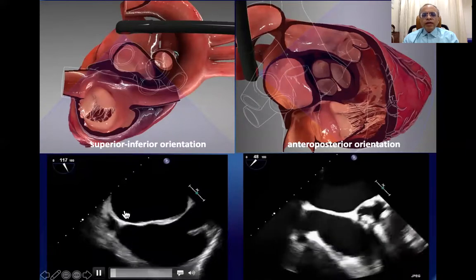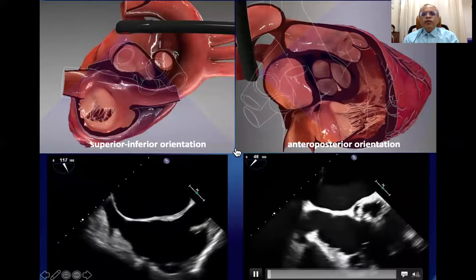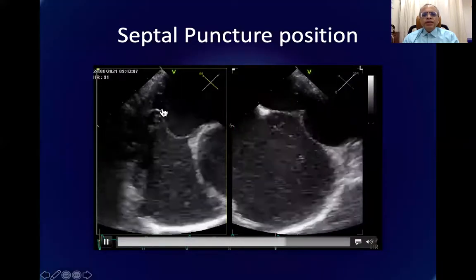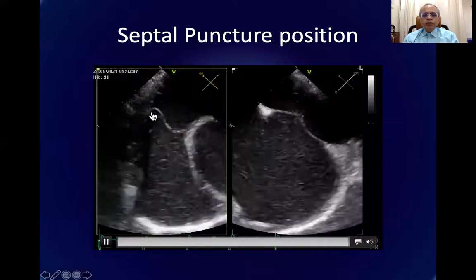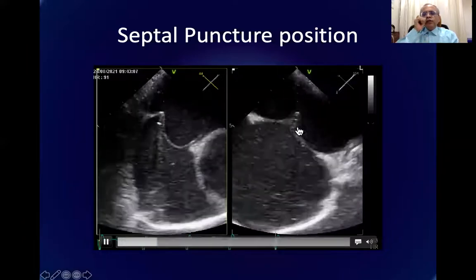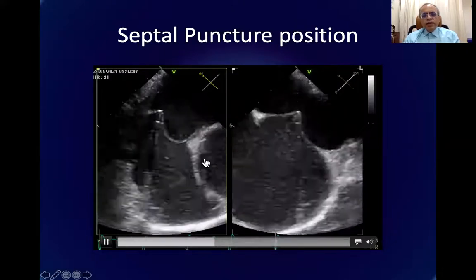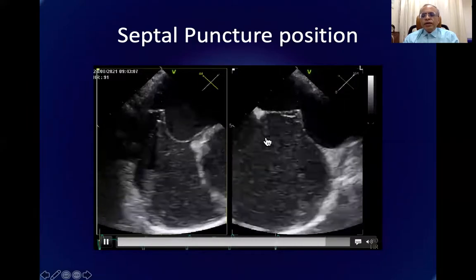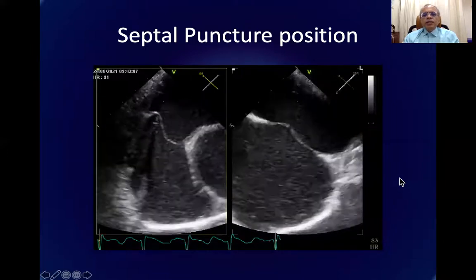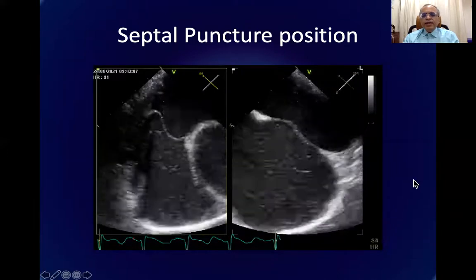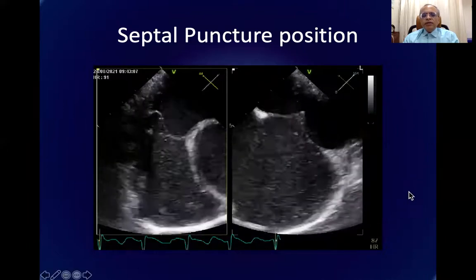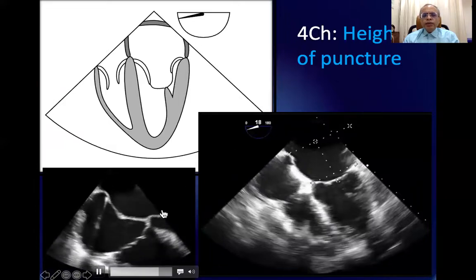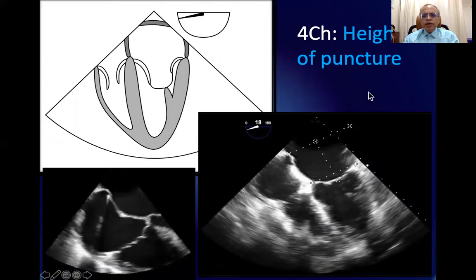One uses a bicaval view and a perpendicular view for targeting and guiding the inter-septal puncture. So the septal puncture should be posterior and superior. The antero-posterior guidance you get by looking at the short axis view, while the superior-inferior aspect you get in the bicaval view. The needle causes tenting in the inter-atrial septum, and you know the site at which you want the puncture. Also, the puncture site should be at least 4 centimeters above the mitral annulus.